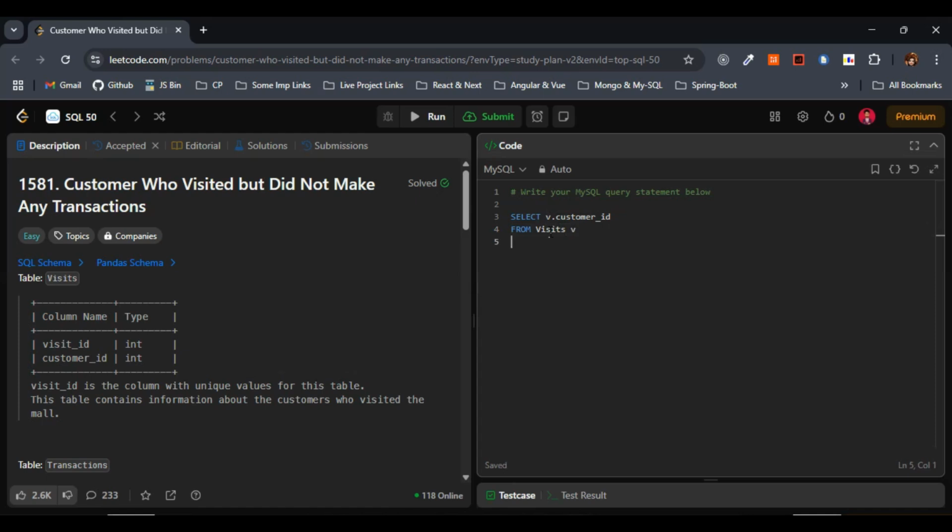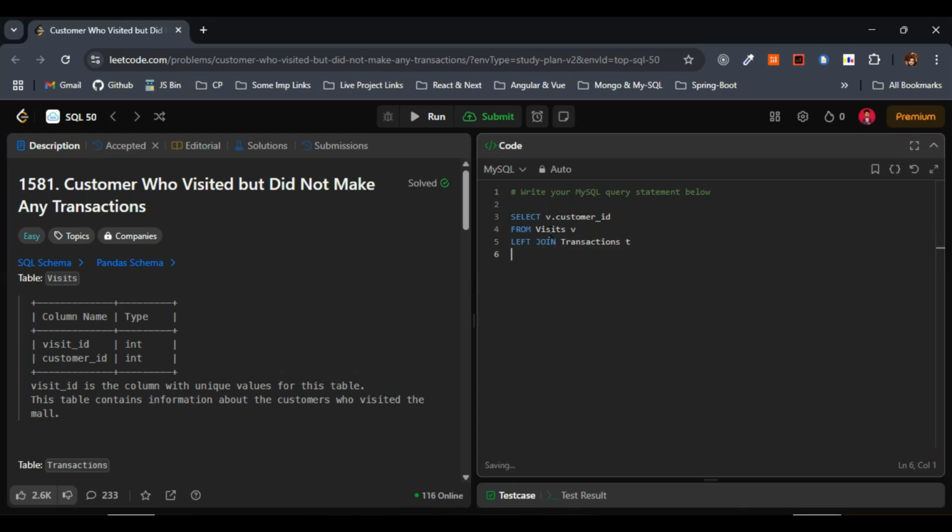This is fine. The next step, we'll be making use of the left join to include all the visits and to match the transactions. We have discussed this one during the first step of the approach, right? So we'll be going with left join transactions T. This is fine.